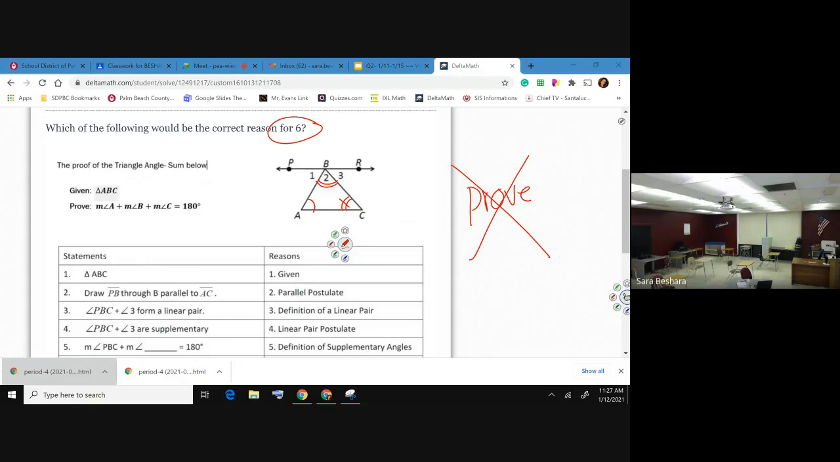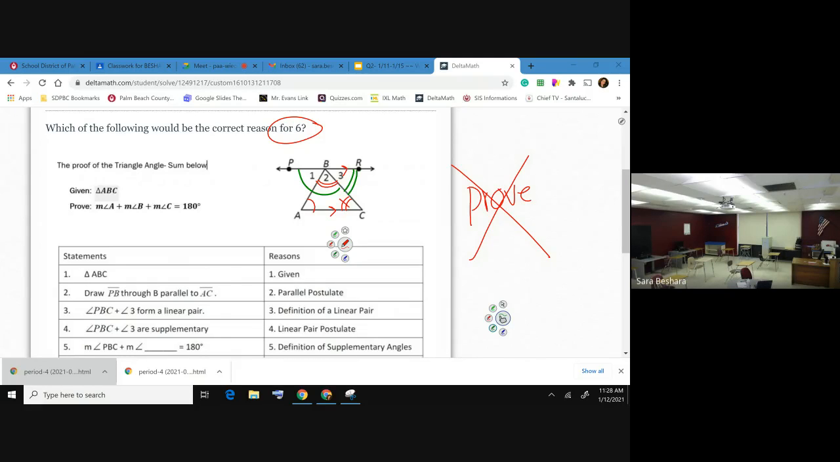Okay, so let's try to fill in. It says draw PB through PB is parallel to AC. So that means this side right here will be parallel to that side. Okay, and remember, when lines are parallel, they have a lot of angles that are congruent. PBC and 3 form a linear pair. PBC is this whole angle, which means 1 and 2 together and 3 form a linear pair. That's true because they're on that same line.